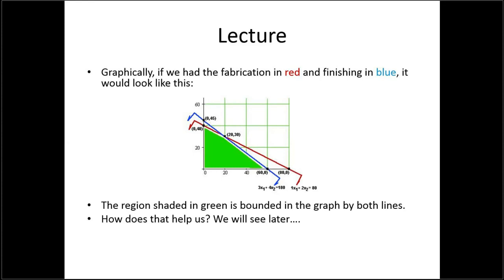Okay, and the reason why I did all the stuff with graphing, this is what the equations would look like. Fabrication in red, finishing in blue. The only place where they're actually both true is in the green section. Again, have patience with me. This will make sense later. Those points, as you can see, are where they intersect the axes and where they intersect each other.